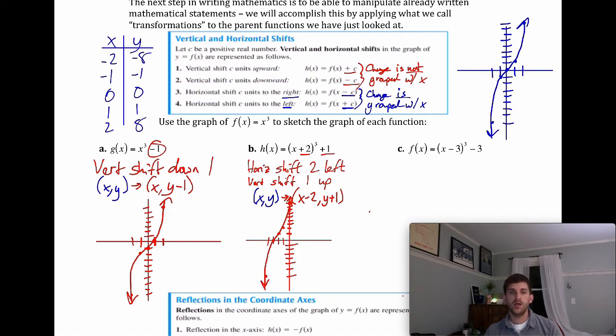What I'd like you to do is pause, try letter C on your own, and then check the answer key to see how you did.